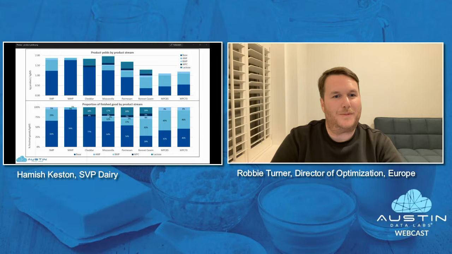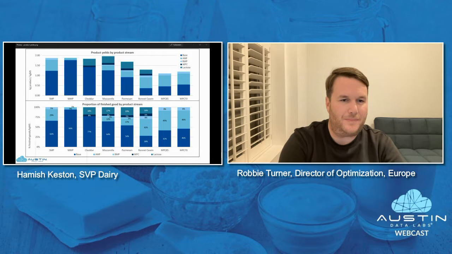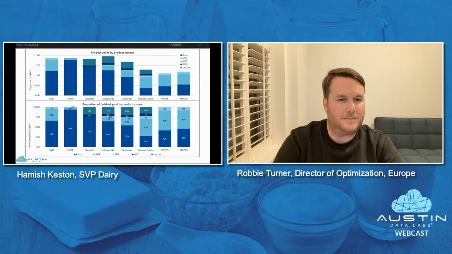If you work in the dairy industry, these two charts are really key concepts to understand. What they show is the different product streams and the amount of each finished good that is produced in each stream. The top one shows the yield of finished goods per kilogram milk solids input, and the bottom one shows the same information but as a proportion of the total.